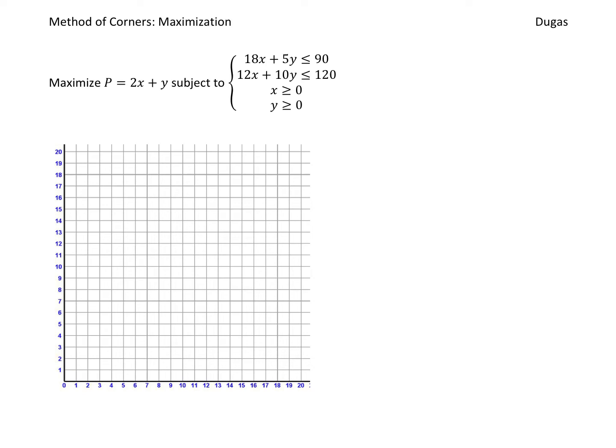So this problem asks us to maximize the function p. Maximize p is equal to 2x plus y, subject to the constraints given by the 4 inequalities. The first thing we can talk about are the bottom 2 inequalities: x is greater than or equal to 0, and y is greater than or equal to 0.